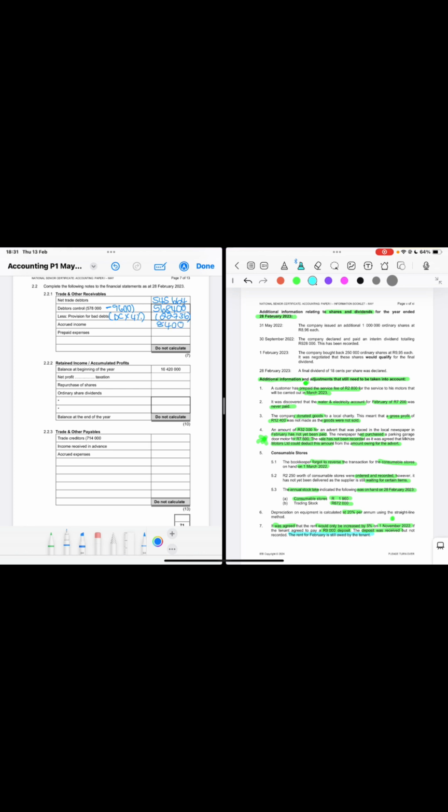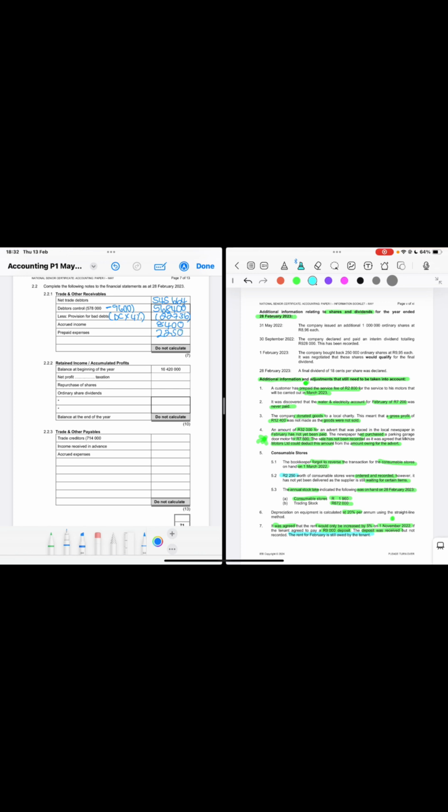Next up, we have prepaid expenses. If you remember, we have consumable stores that we had paid for, but they had not been delivered yet. So that would be the 2,250, and that is a prepaid expense because that is not with us yet. We've paid for it, but we don't have it yet. So 2,250, we don't have to calculate the total.